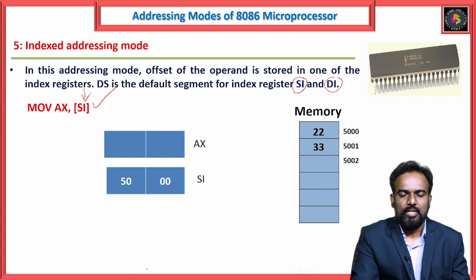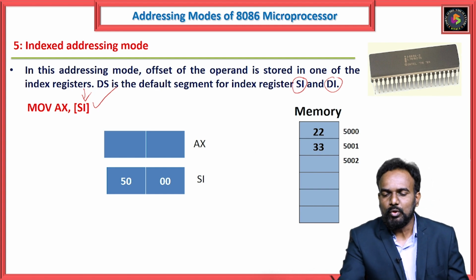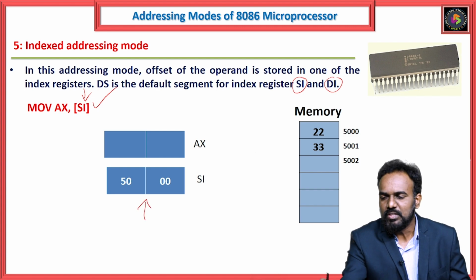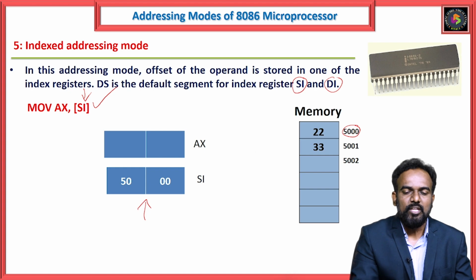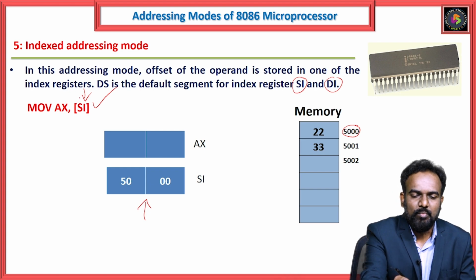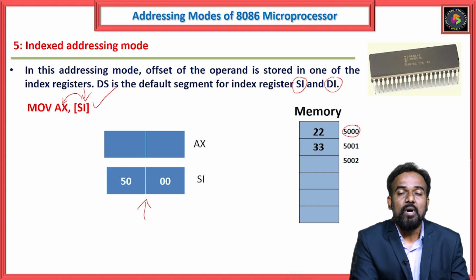Here you can check that operation. SI, the source index register, is pointing to some address 5000H. The 5000H contains some number. Here we are going to transfer that 16-bit number from the SI pointing address, the pointed data, to the AX register. This type of addressing mode we usually call the indexed addressing mode.